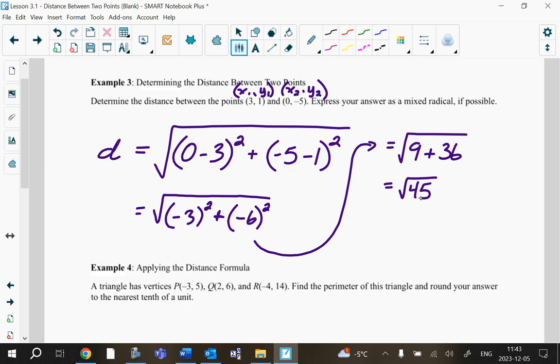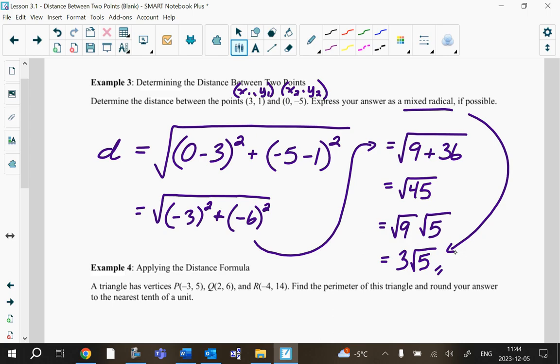How do we simplify? That's when we did the highest perfect square thing in Unit 1. That's when we broke this down, where this number was the highest perfect square that goes into 45. What is the highest perfect square that goes into 45? 9. Which means the other number must be 5. And why did I do that? Because the square root of 9 is exactly 3. And I can't do anything with the square root of 5, so I just leave it as 3 times the square root of 5, or 3 root 5. That's expressing it as a mixed radical.